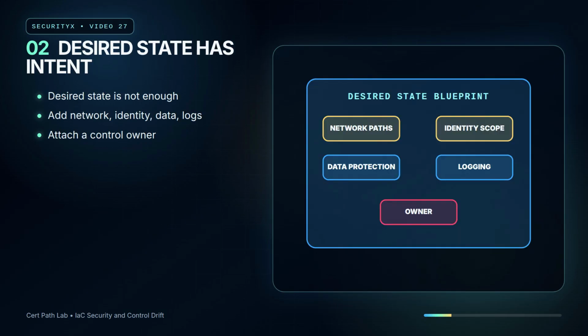Terraform style desired state describes what should exist. Security adds why it should exist that way. A secure blueprint says which network paths are allowed, which identities can act, which data needs encryption, what logs must be enabled, and who owns the control. Without intent, a clean apply can still deploy a weak design perfectly.